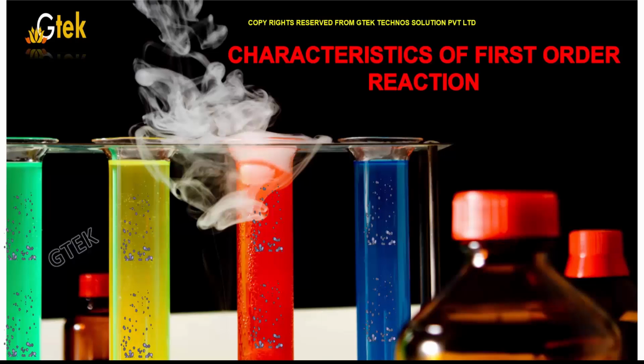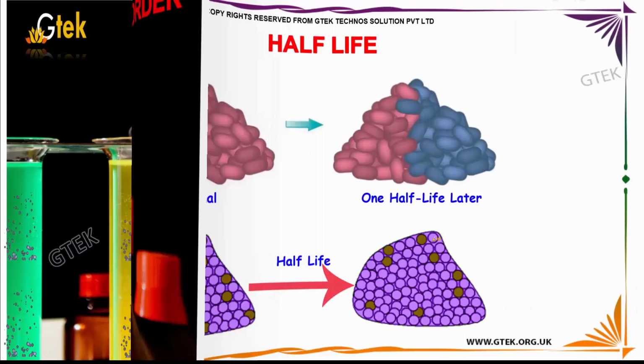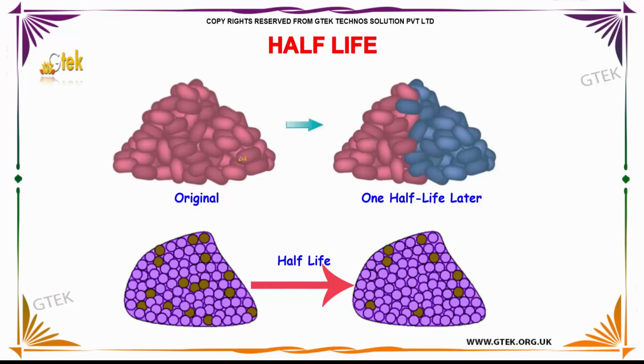Apart from this, I am going to talk about the characteristics of first order reaction, what are the characteristics, and finally the half-life period. So how the data is reduced, or the half-life. So let's move on.